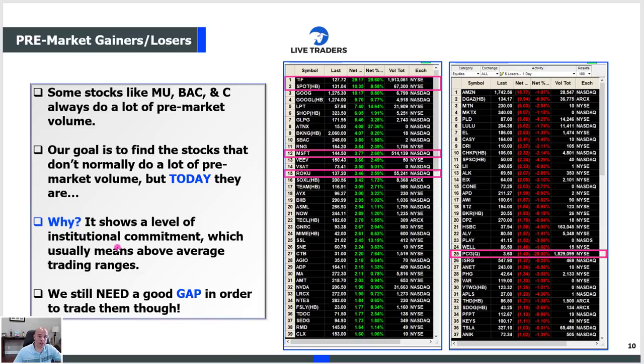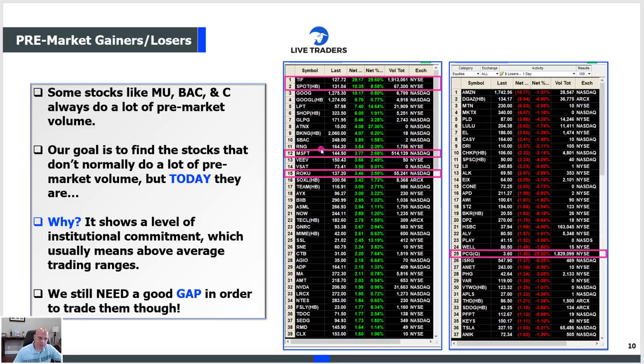It shows a level of institutional commitment, which usually means what? Above average trading ranges. See, guys, you and I, mom and pop traders, that's what we are. I don't care if you have a $10 million account, you're a mom and pop trader compared to an institution. You're not buying 1.9 million shares of Tiffany in the pre-market. You're not buying 65,000 shares of Spotify. You're not buying 500,000 shares of Microsoft. Institutions are doing this. You might buy 100 shares, 500 shares, maybe even 1,000, but you're not buying 500,000.